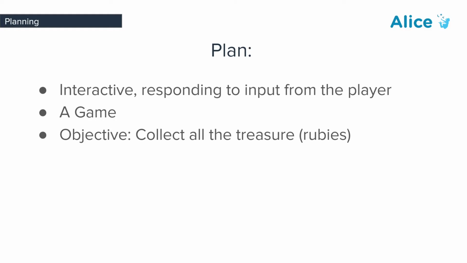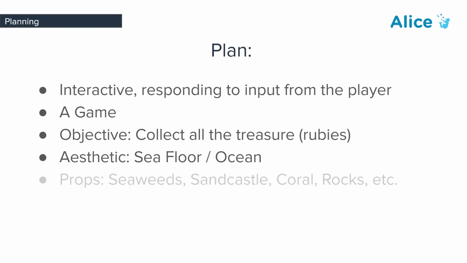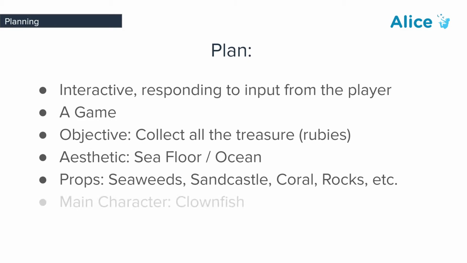At this point, we can decide the theme and the aesthetic of the video game. Since our goal is to collect treasure, one possible idea is an oceanic theme, with the treasure hidden amongst the props in the sea. Lastly, the player will have to control a clownfish.